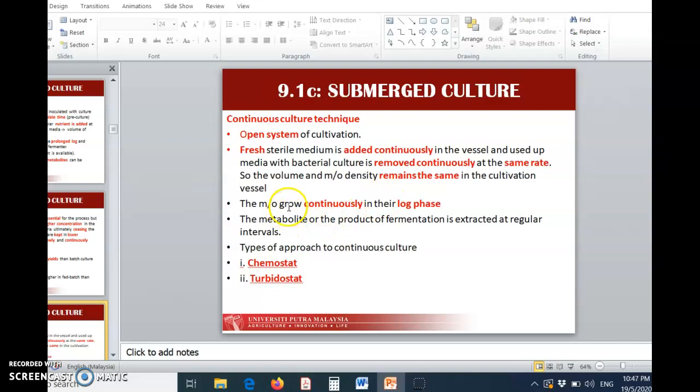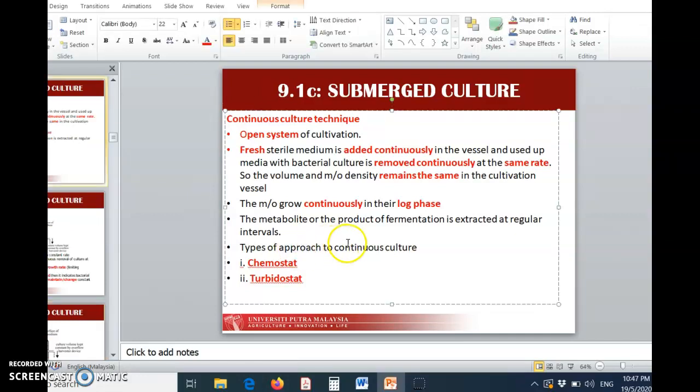So the microorganism will grow continuously in their log phase. Because they are usually in the log phase, means they keep doubling, keep growing. There is no stationary phase. Usually this type of fermentation is used to produce primary metabolites. Okay, so the product of the fermentation is extracted at regular intervals. So we can take the product continuously over time.